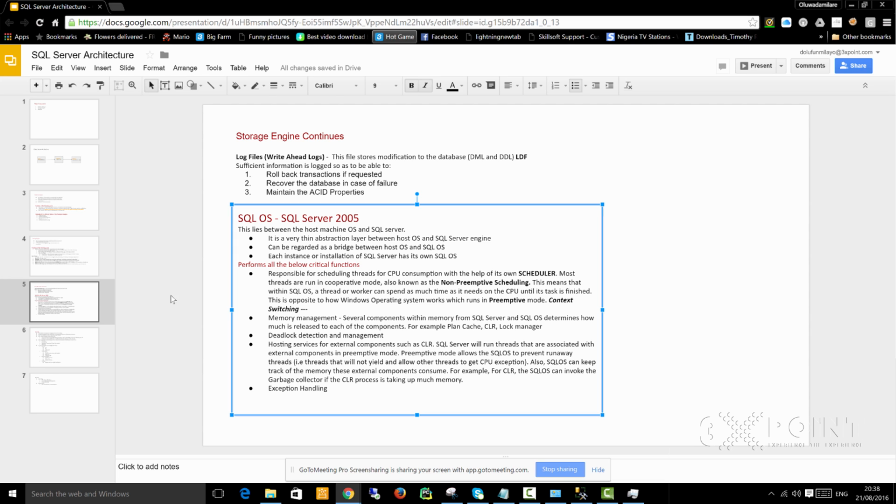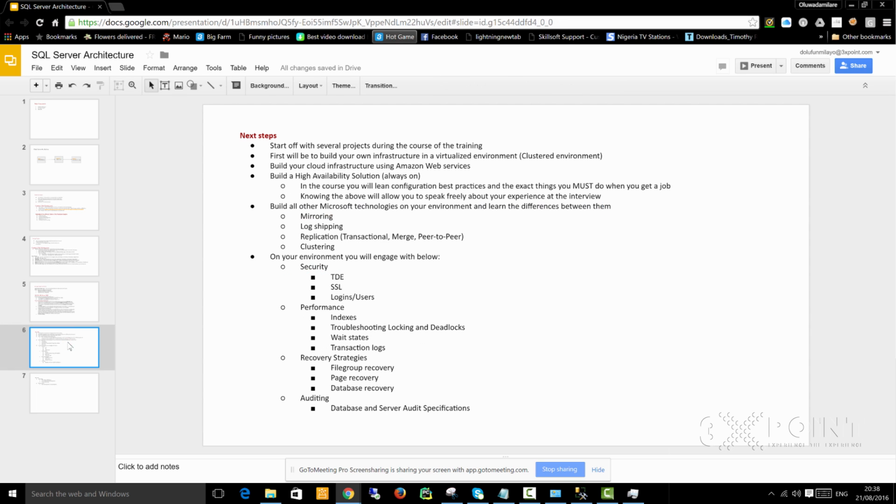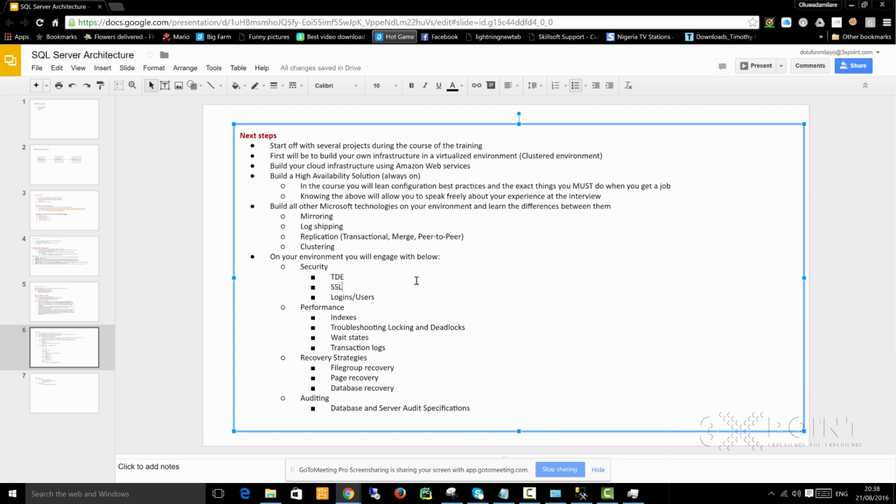So the next slide is talking about the next steps from now. We're going to start off with several projects during the course of this training. And the first one will be to build your own infrastructure in a virtualized environment, which is going to be clustered.